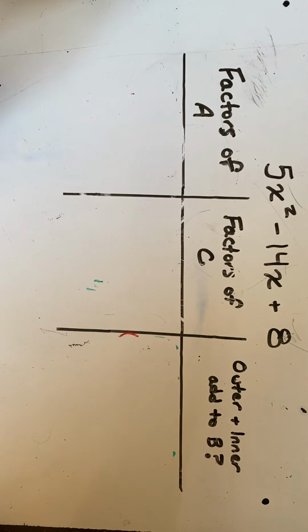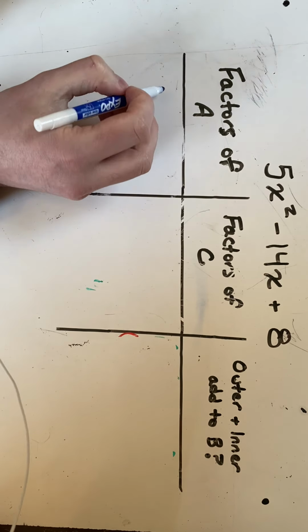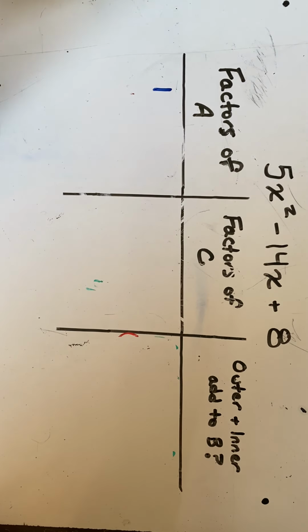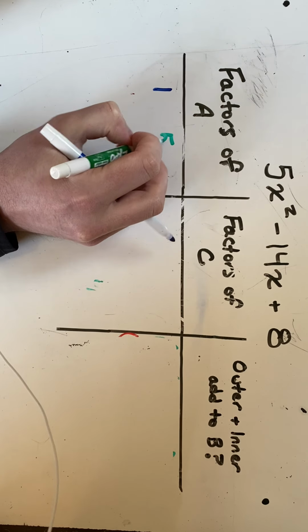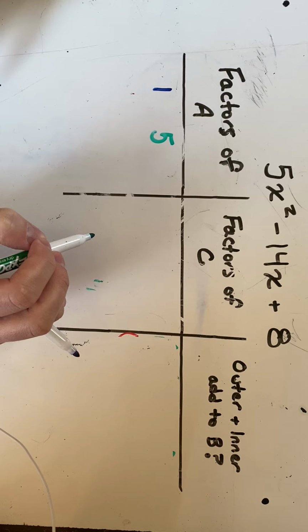So I'm going to start by just coming up with my factors of 5. So how do I come up with a factor of 5? Well, 5 is a prime number, so I'm going to do 1 and 5. Okay, I'm color coding just so you'll see in a second.